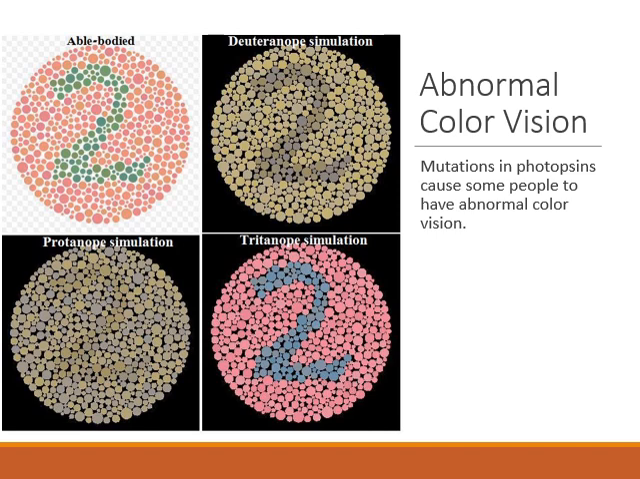So all of these up here, basically, this is what you would see if you were normal-sighted. These are simulations of what you would see for different color blindness. So if you can't see anything in this one, don't worry. It's a simulation. It's to show you what it would look like if you were colorblind.